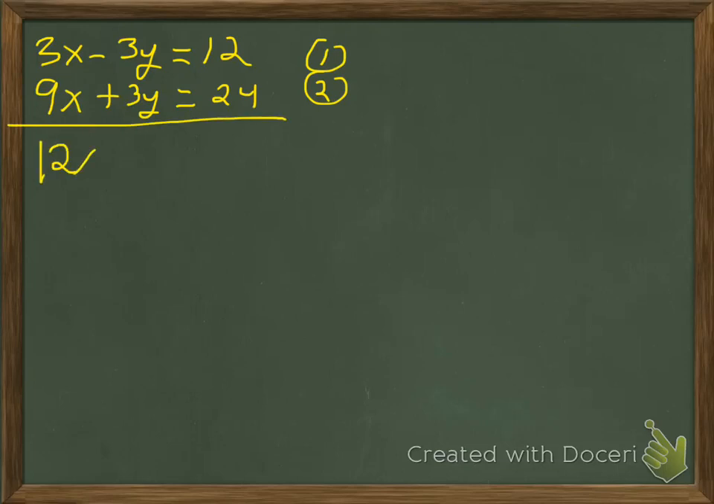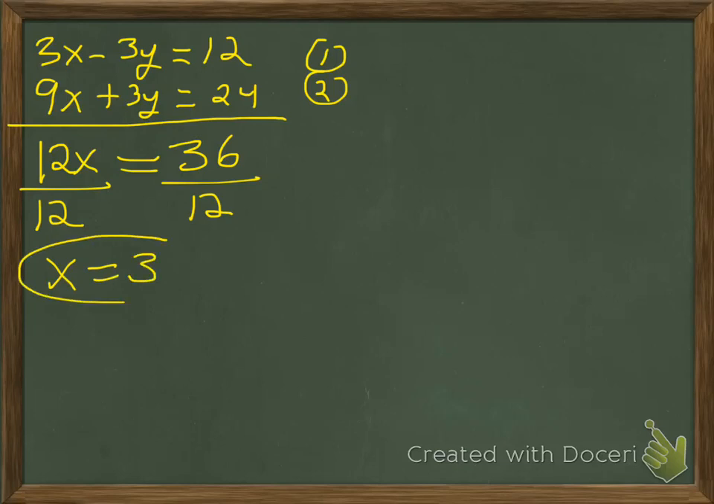So 3 plus 9 is 12, and those are the x terms. The negative 3y and the 3y are going to cancel out. When I add them, it's 0, so I don't even write that down. And then on the right-hand side, 12 and 24 makes 36. Then to get rid of the multiplication by 12, we'll divide both sides by 12, and we will get x is equal to 3.